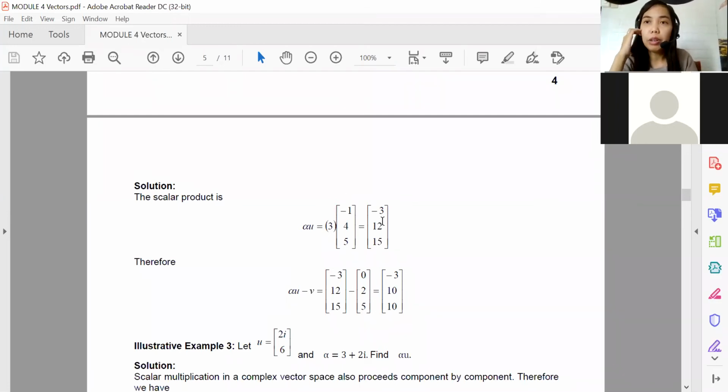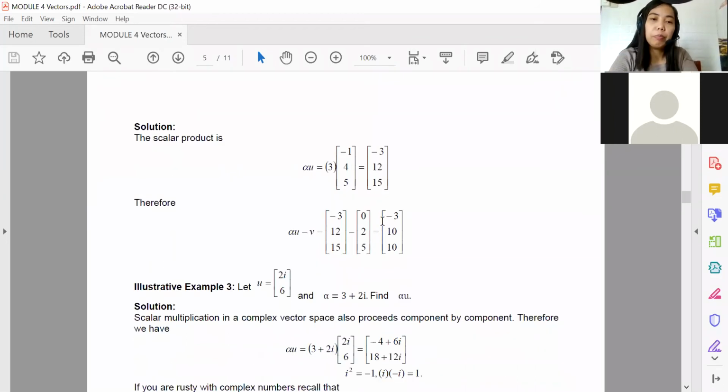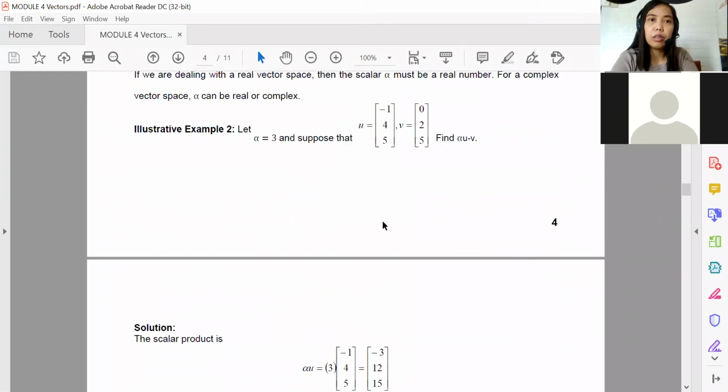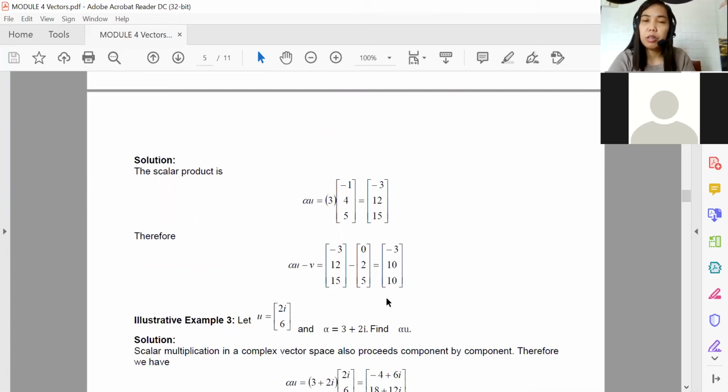This is a column vector, class. So it's the same process. Okay? Clear? Can you follow? So in our first example in scalar multiplication, the value of the scalar is a real number. Therefore, in your answer, you're going to have also a real vector space. All elements are real numbers.